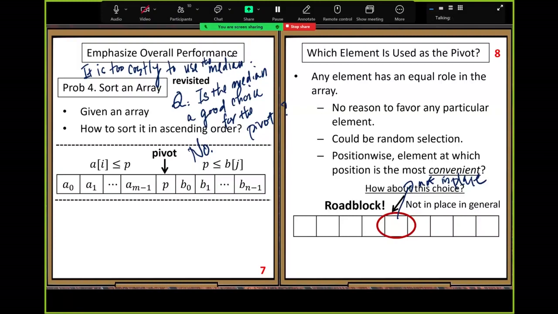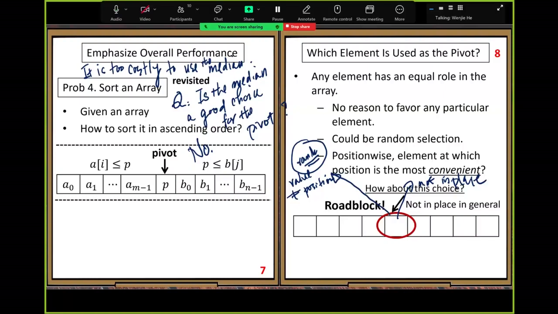Not in place means the value and the position are not matched. Here, its value is not equal to its position. Actually, let's call it the rank of the value, not the value itself. The rank of the value and the position are not matched. Rank 1, 2, 3: the first largest, second largest. The rank of the value does not match the position.